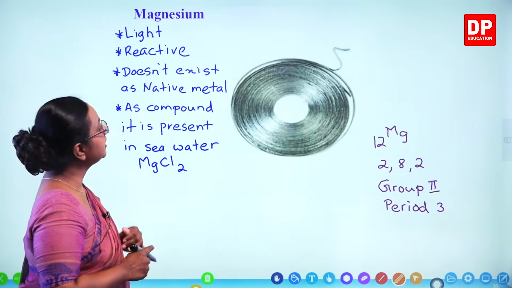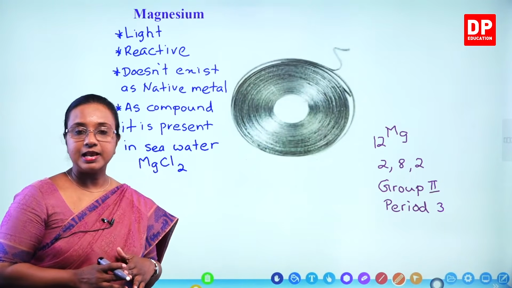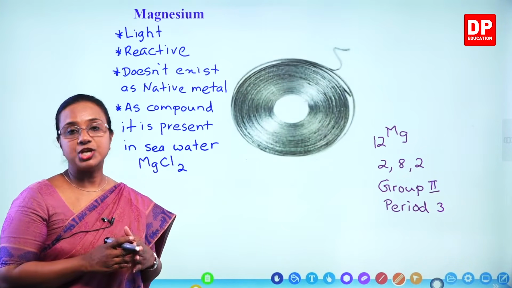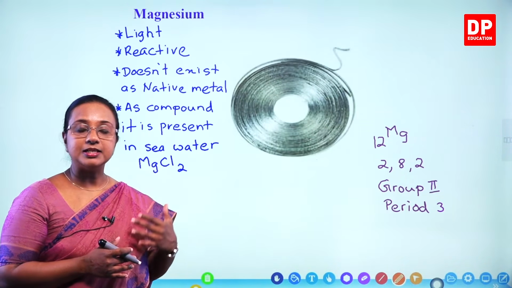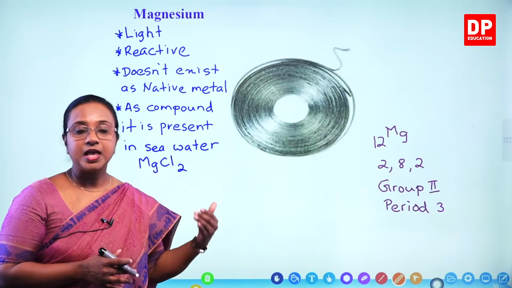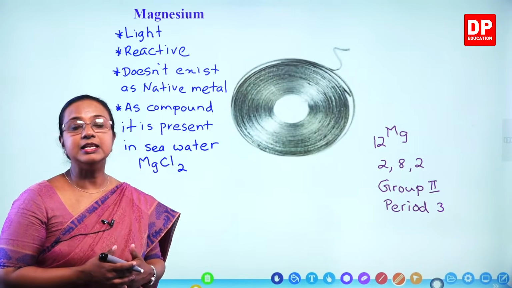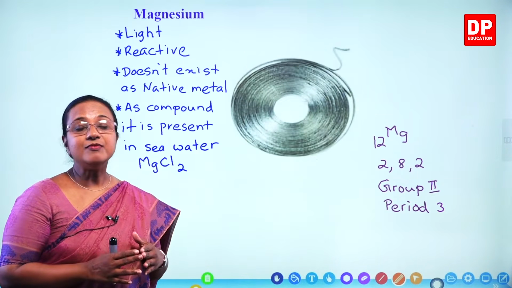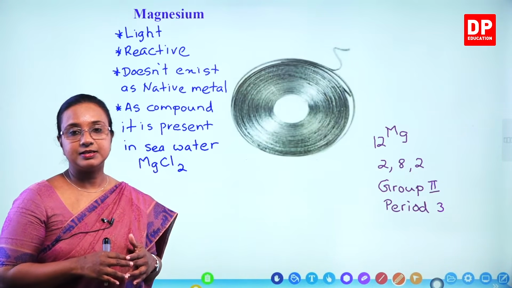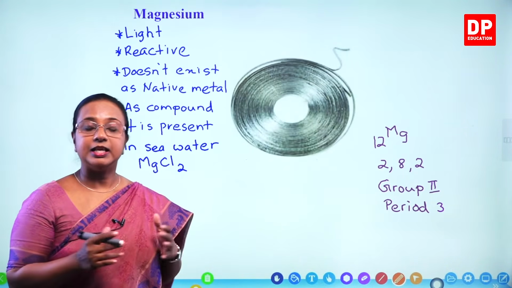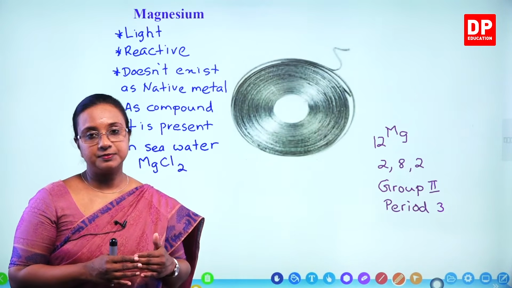And also, since it's reactive, when you store this magnesium strip in the lab, it does have a shine, but that shine is lost and the metal tarnishes with time because magnesium reacts with oxygen in air. But the advantage here is the oxide layer that forms on magnesium acts as a protective layer. So, magnesium does not react further.